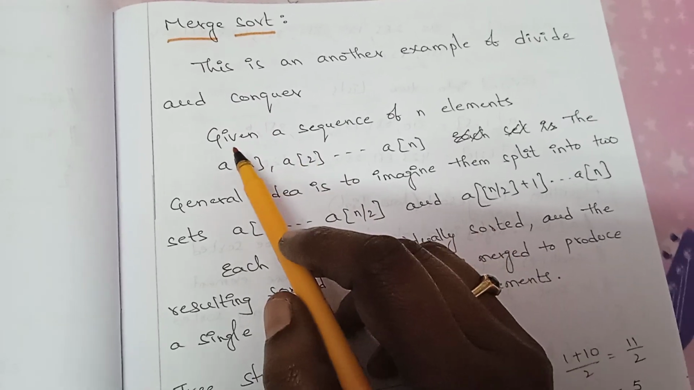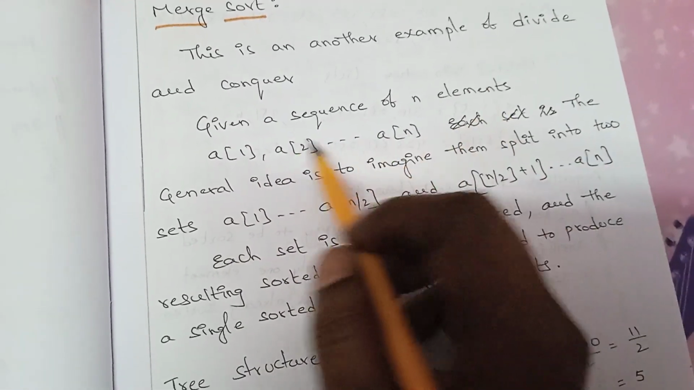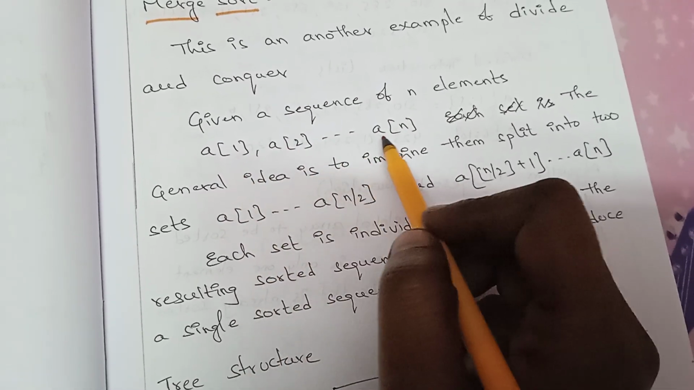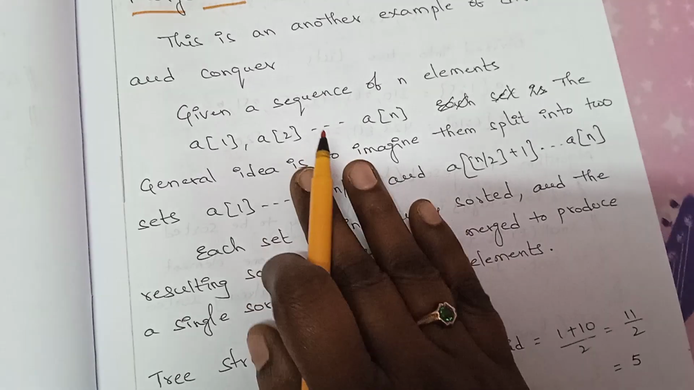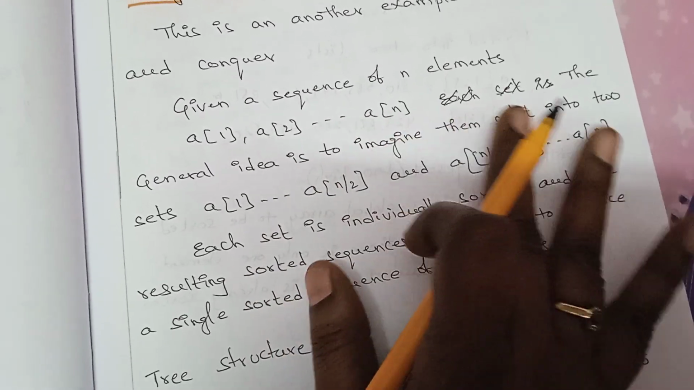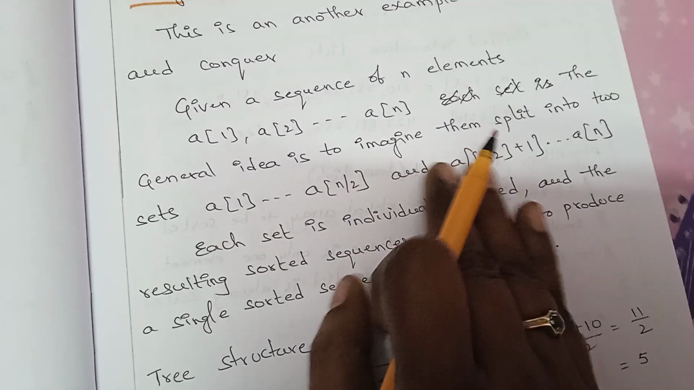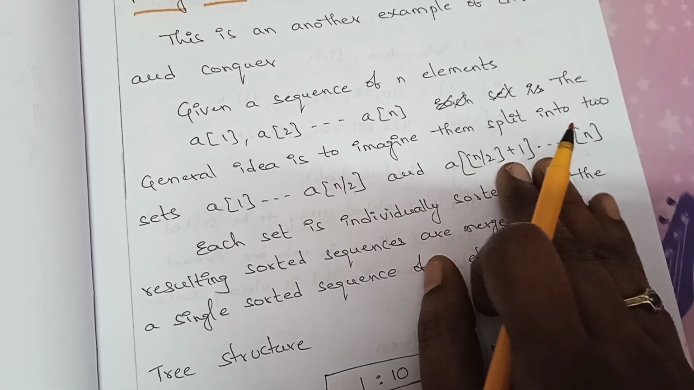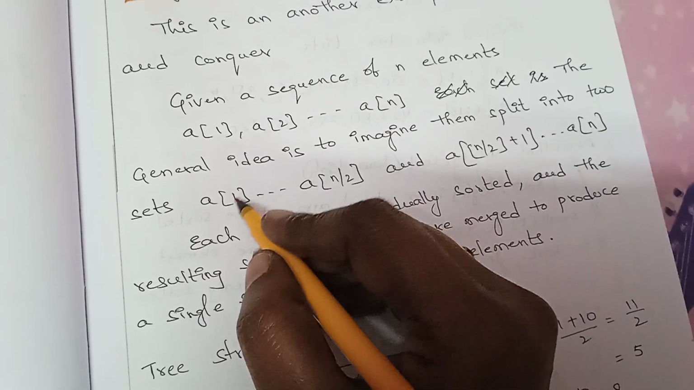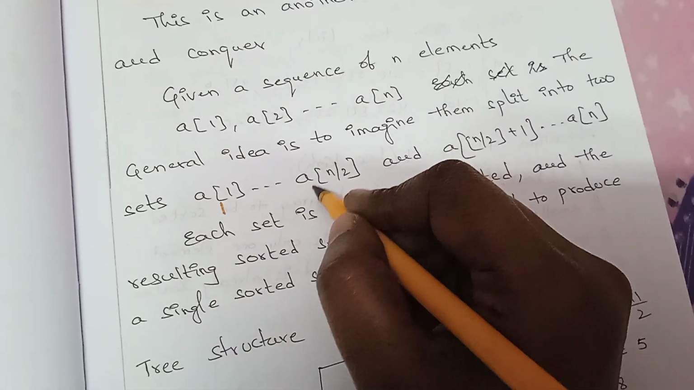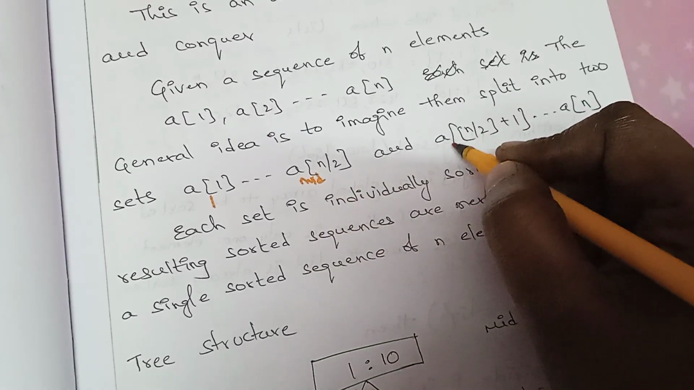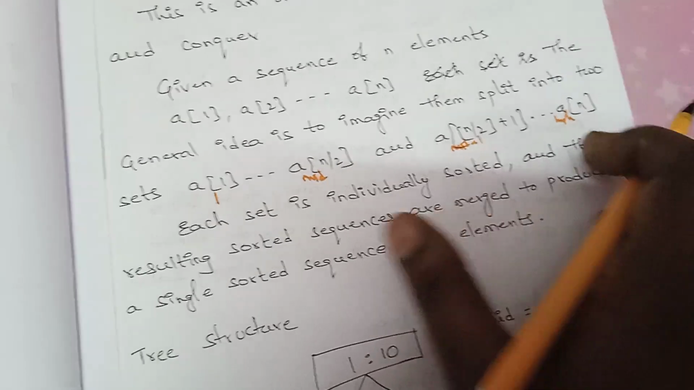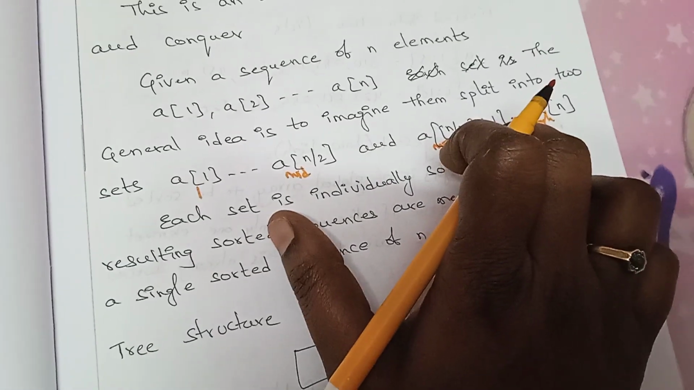What is merge sort? Given a sequence of n elements, a1, a2 up to an, the general idea is to imagine them split into two sets. The two sets are a1 to a of n by 2, and a of n by 2 plus 1 to a of n. This is like a of 1 to a of mid, and mid plus 1 to high, the maximum index. So again we divide the whole set into two parts.